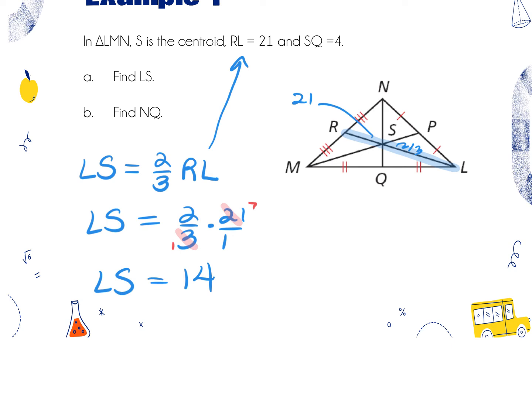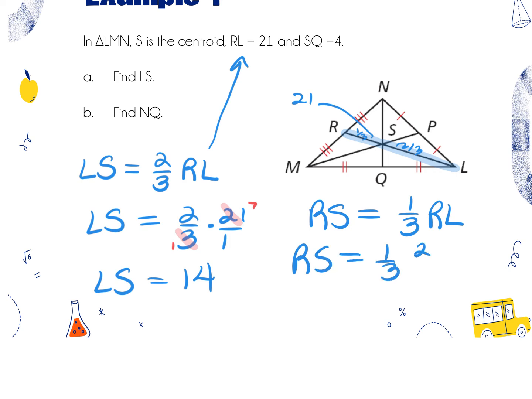Now, let's say the question instead said to find RS. So RS is the 1/3 portion. So I could have also done RS equals 1/3 RL. And RS equals 1/3 times 21/1. Again, I would simplify diagonally here. And I'm going to make this a 1 and a 7. So RS is equal to 7. Remember, both segments added together need to equal the length of the whole thing.